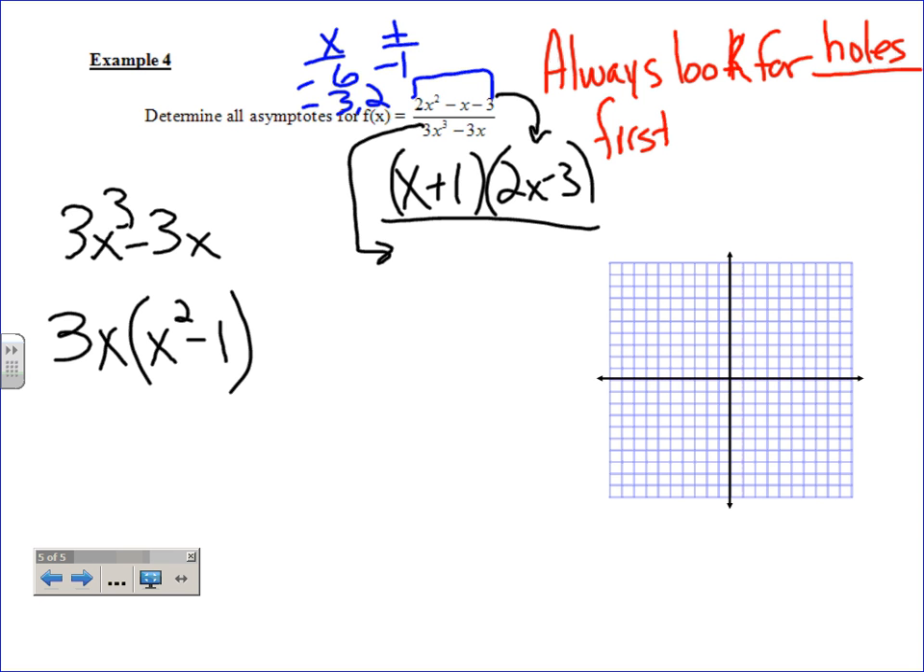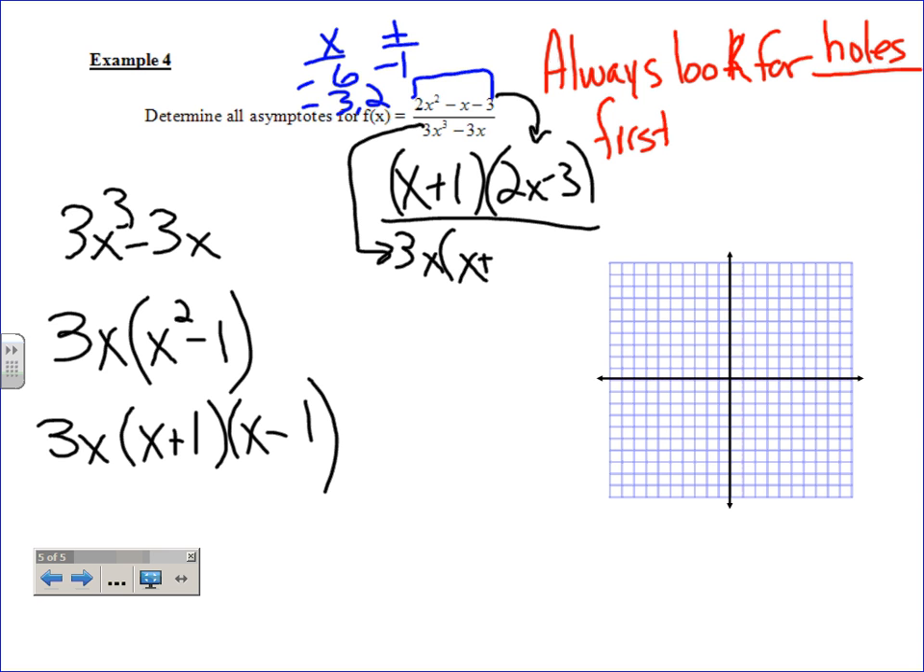Yeah, because x squared minus 1 is a difference of 2 squares. What do you have to square to get x squared? Well, x. What do you have to square to get 1? Plus or minus 1. So is there any more factoring I can do to the denominator? Anything else factor? Nope. So it's 3x, x plus 1, x minus 1.